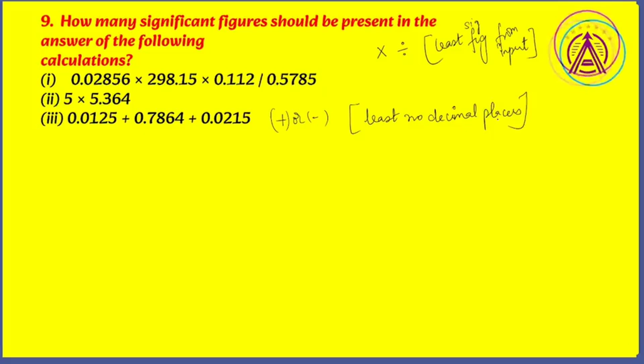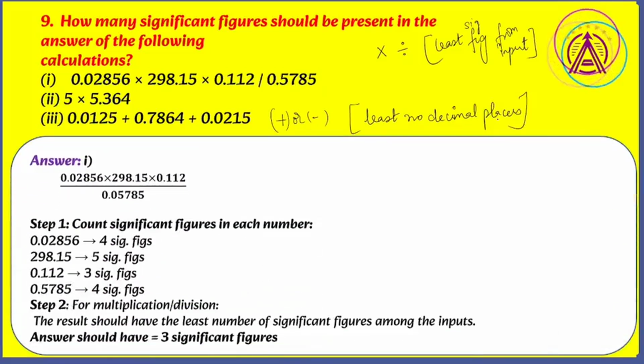So if you actually calculate this, in the first case we have 0.02856. The number of significant figures in this very first figure is 4, since our initial zeros are not considered. 298.15 has 1, 2, 3, 4, 5 significant figures. In the next digit we have 112 which is 3 significant figures, and after that we have 5785 which is 4 significant figures. So once we do the arithmetic, that is multiply these 3 and divide by the fourth one, our answer should have the least number of significant figures, which is 3.